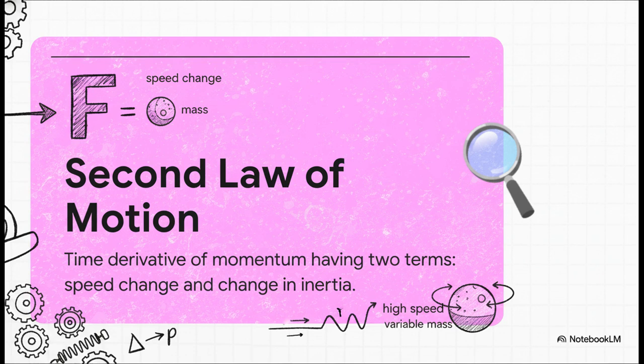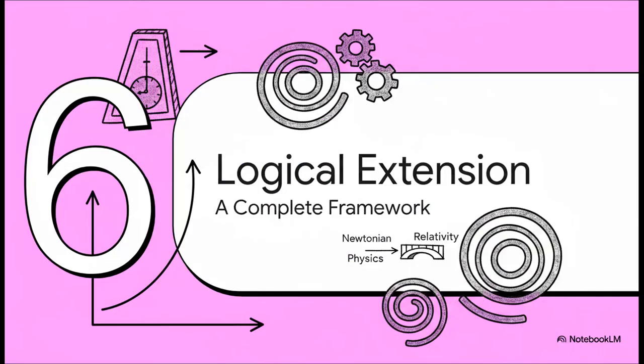But there's a second, widely ignored term. This one accounts for a change in the inertia, or the variable mass of the body that the force is acting on. By bringing the second term off the bench and putting it to work, Cester shows that Newton's second law remains perfectly valid even at extremely high speeds where mass actually begins to vary. Which naturally leads us to Section 6, the logical extension.